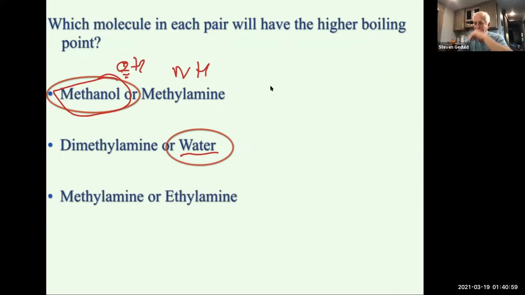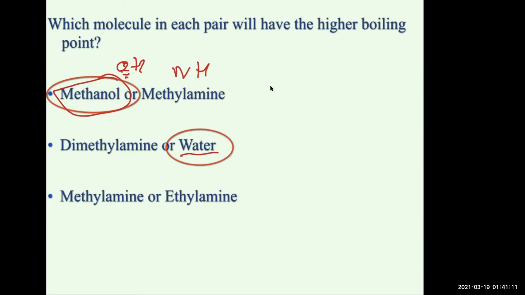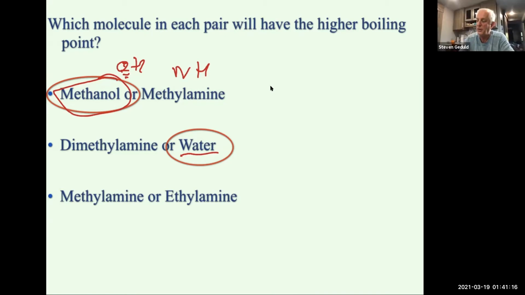Okay. Methylamine or ethylamine? Which would you think? They're both primary amines. One has one carbon, one has two carbons. I would go with ethylamine. Remember, the more molecular weight, the more size, the longer the chain, the more there is to hold it together. The larger the molecule, the more it can adhere to the other ones. So ethylamine will have a higher boiling point than methylamine.